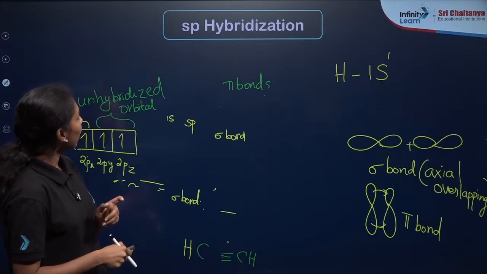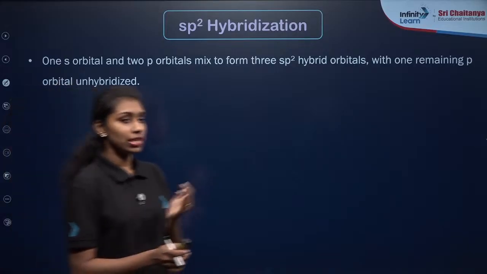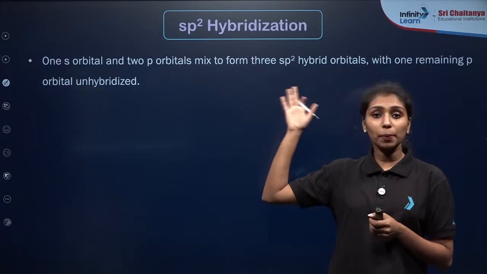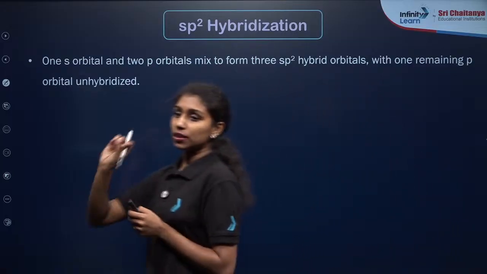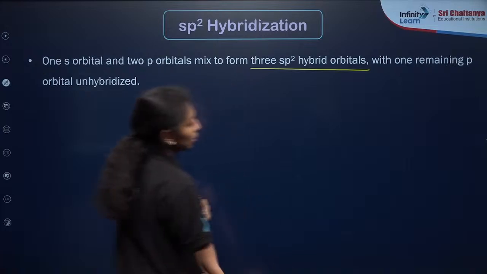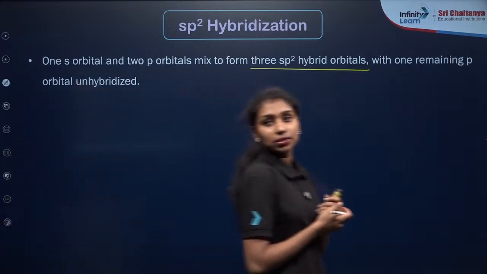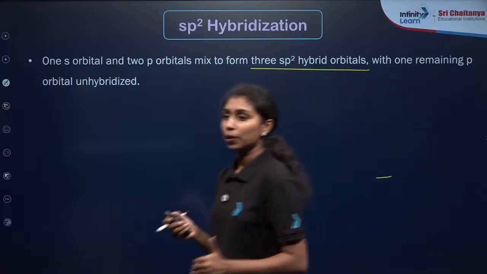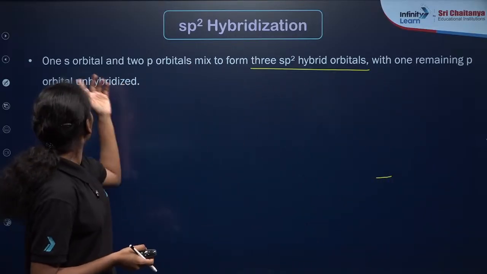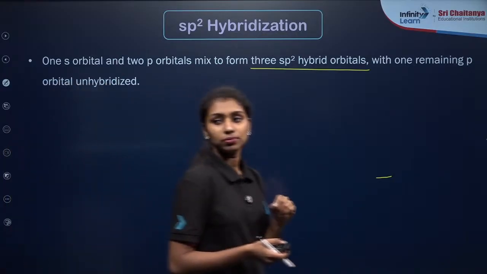Now let us talk about the sp2 hybridization, which I have already mentioned. In the case of sp2 hybridization, one s orbital and two p orbitals combine, right? One s orbital and two p orbitals combine to form the three sp2 hybrid orbitals. Then what will be the number of unhybridized orbitals there? What will be the number of unhybridized orbitals there? One s orbital, two p orbitals combining. Arush?